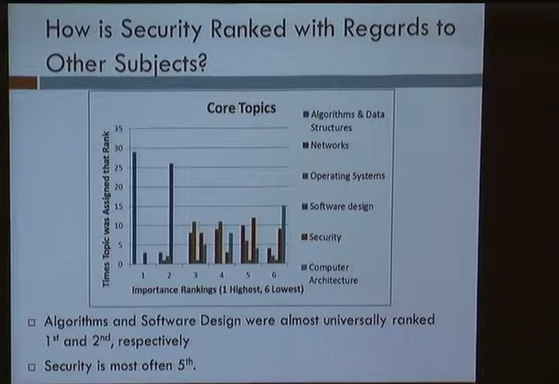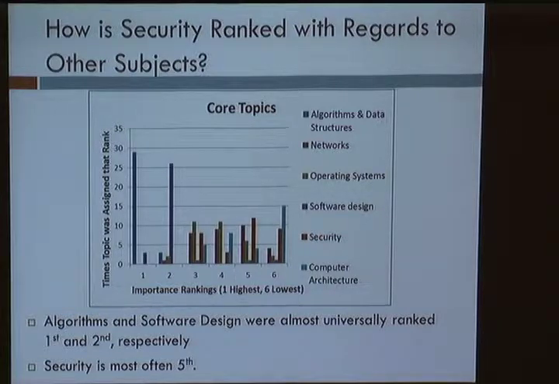And then I had the second, this was an important question, so I asked it a couple ways. The second way was I gave them 6 topics and had them order them in order of importance, with 1 being most important, 6 being least. And so you can see those rankings on the x-axis, and then on the y-axis it's how many times each topic got that ranking. So algorithms and data structures is almost overwhelmingly first.